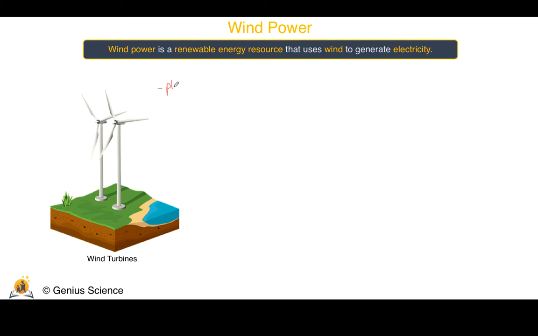Wind turbines are placed in places that receive a lot of wind, such as in coastal areas or wide open fields. So how does a wind turbine work? Well, the blades turn a generator found inside the turbine, and this generates electricity.